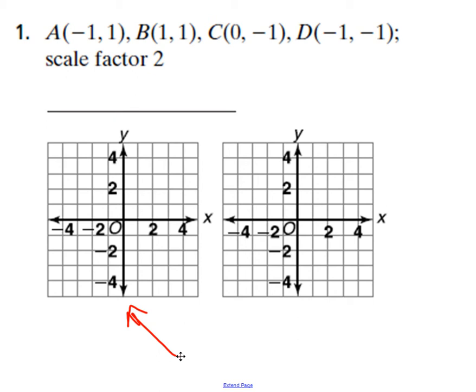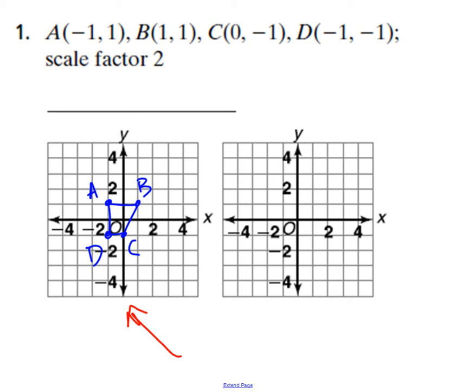All right, so we should have our points: negative 1, 1. So there's A, positive 1, 1, 0, negative 1, and negative 1, negative 1. Which makes what kind of shape? That's definitely not a square. It is a trapezoid. We know it's a trapezoid because it's got exactly one pair of parallel sides.